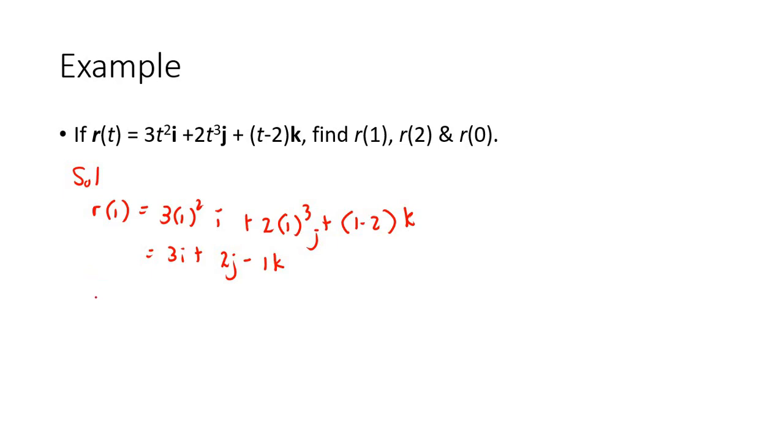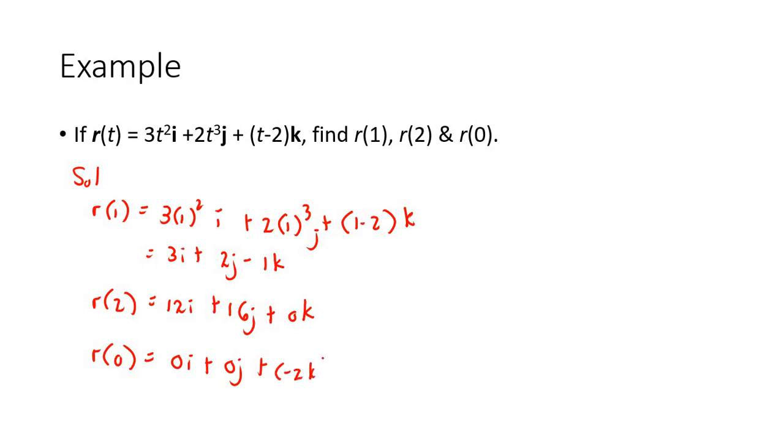So this is r(1). Similarly, if you want r(2), replace t by 2. So 2 squared is 4 times 3, 12i, 2 times 2 cubed, so 16j, and 2 minus 2 is 0. This is r(2). For r(0), replace t by 0: component i is 0i, component j is also 0j, and 0 minus 2 gives negative 2k. Or in the other notation, it is angle bracket 0, 0, negative 2. So this is how we evaluate the vector value function.